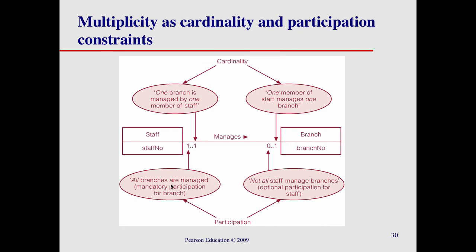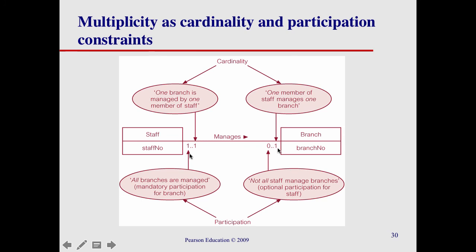And in our diagrams, we typically label our relationships with the multiplicity. So in this relationship, a staff member may manage a minimum of 0. Most staff members manage no branches. But if they do manage a branch, they may manage at most one branch. So we write it as 0..1.